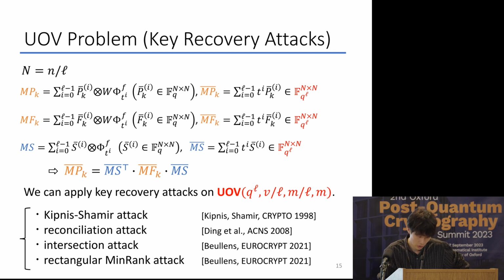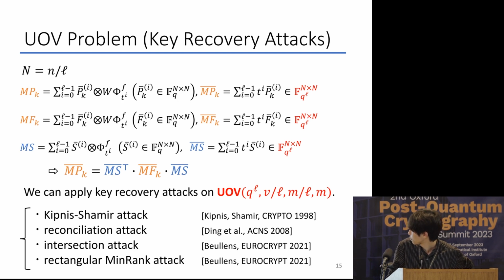Then by using these smaller capital N by capital N matrices, we can define the capital N by capital N matrix MPK bar over the extension field F_q^L, as a sum of T to the I times PK bar I. And by applying the same transformation, we can transform the secret key matrices MFK and MS to the smaller matrices over the extension field, MFK bar and MS bar. And for these matrices over the extension field, we have this equation: MPK bar equals MS bar transpose times MFK bar times MS bar.